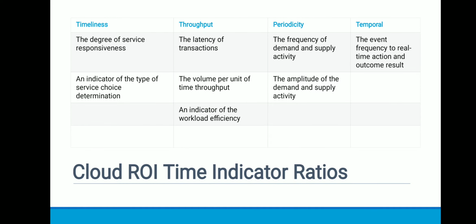So there are four different pillars or items that we need to look at when it comes to cloud ROI time indicator ratios. One is timeliness, throughput, periodicity, and temporal. Within timeliness, it is all about the degree of service responsiveness, and this is also an indicator of the choice of service determination. Throughput is the latency of transactions. Then we are talking about the volume per unit of time, and then the indicator of workload efficiency as well.